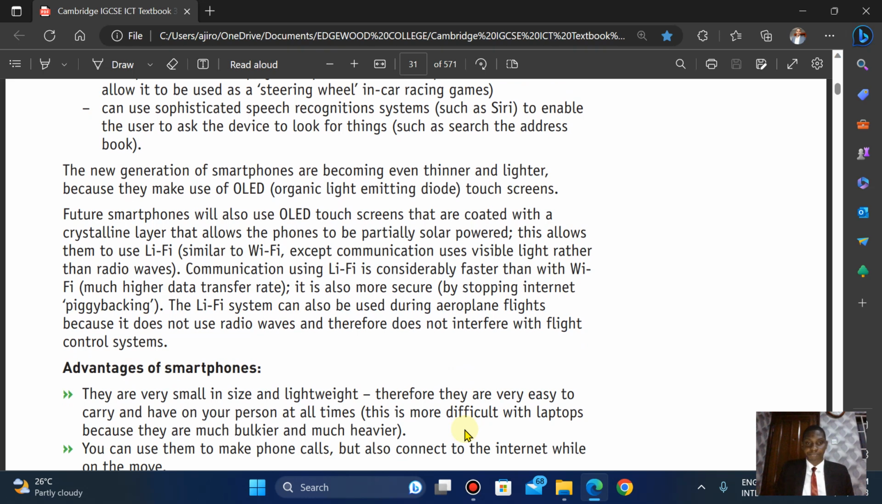Okay, and yeah, they can be used during aeroplane flights because it does not use radio waves, so it does not interfere with the flight control system. That's another thing that is working. So new devices make use of that Li-Fi, right? Which is the light instead of radio waves.